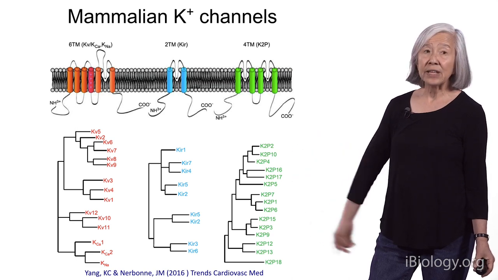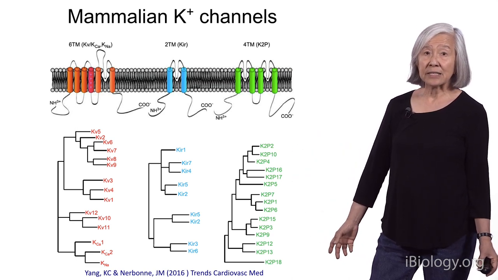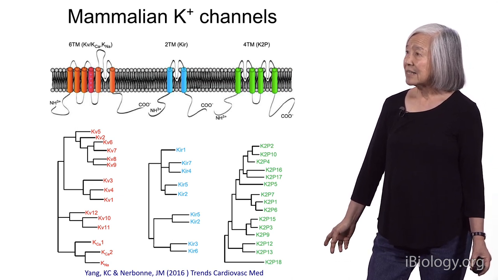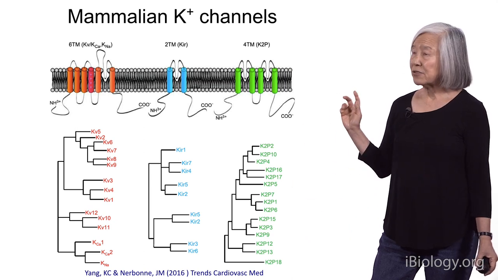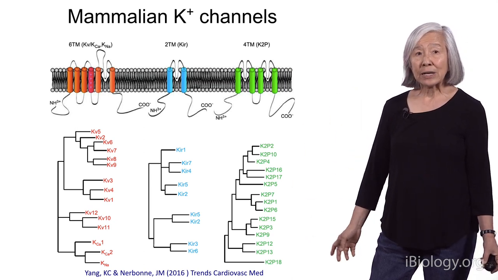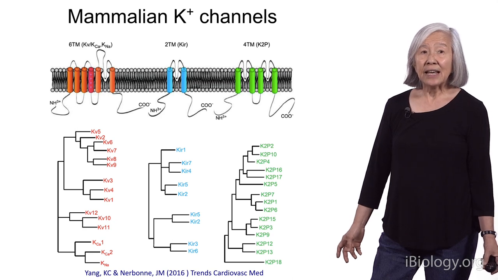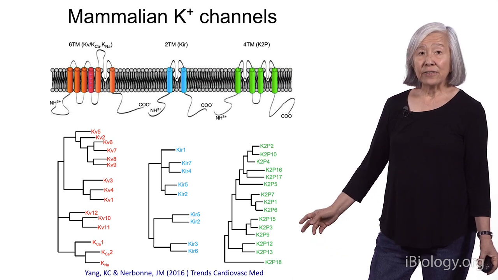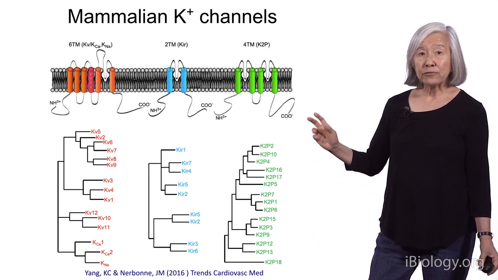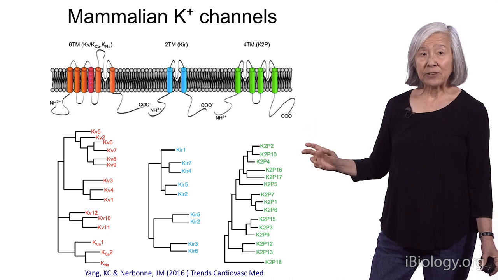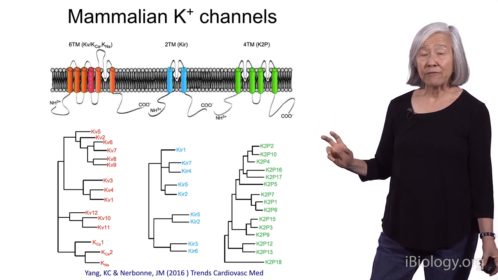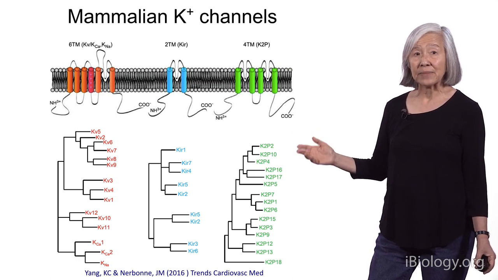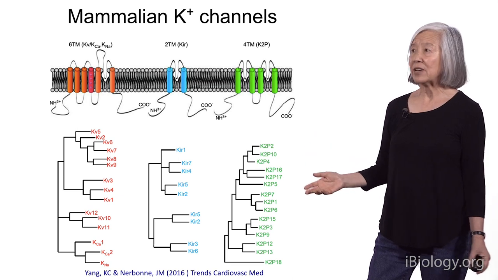The 2TM in the middle is the simplest design. It's the channel subunit that has just the pore domain. On the right is what's called K2P channels. This has two of the 2TM motif linked together. And so for the 2TM arrangement, there are four subunits coming together to form the channel. And for the K2P with four transmembrane segments, it takes two subunits to form the channel.